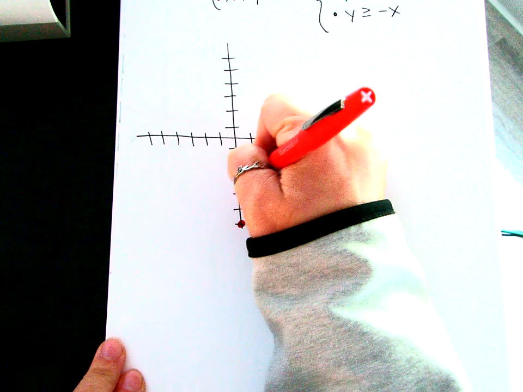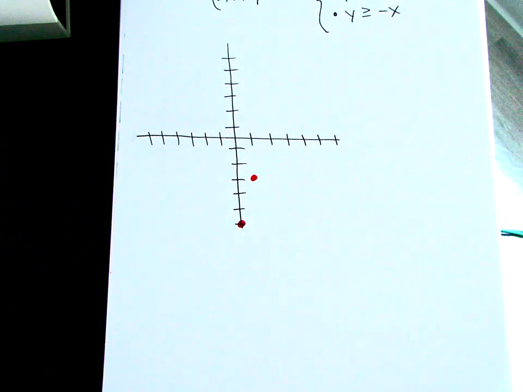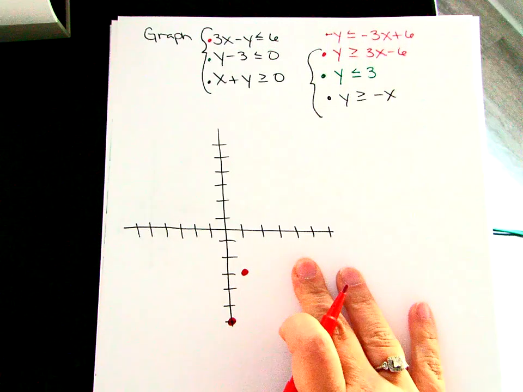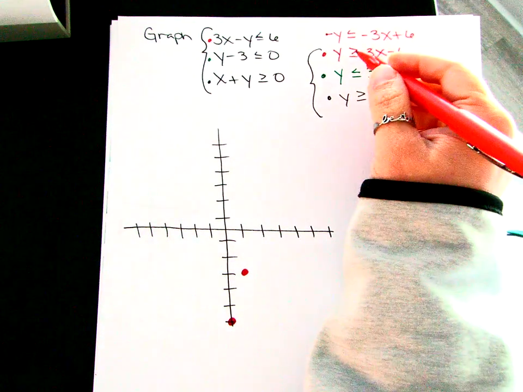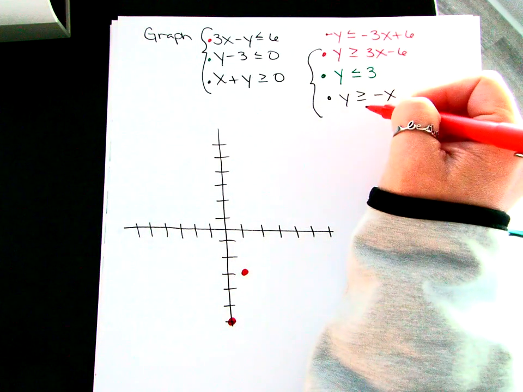And then, am I going to use, actually, let's just go ahead and be honest. Look at all of ours. They're all greater than or equal to or less than or equal to, so they're all going to be solid lines. So no dashed lines for this one.